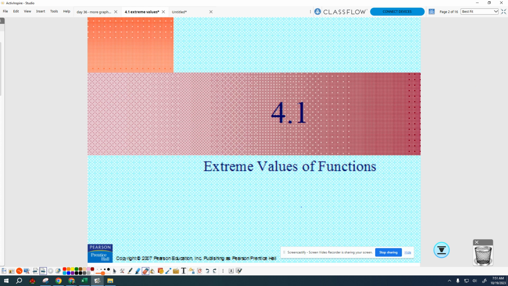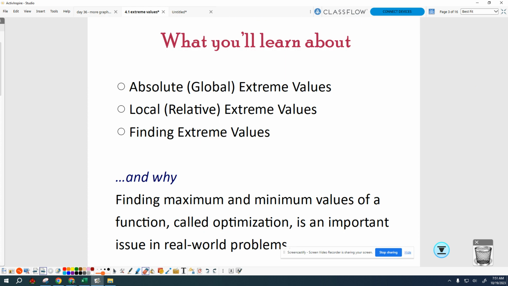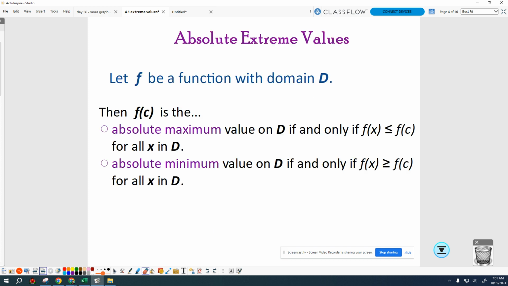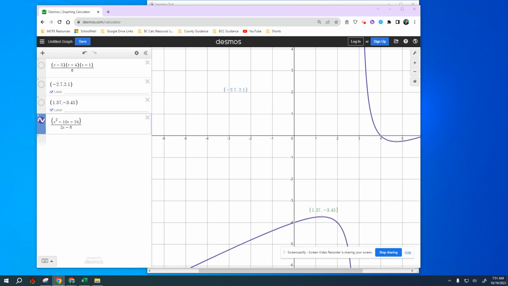Okay, so that's basically the whole lesson of today. We're going to identify what is an absolute and a local extreme value and when they're guaranteed to happen. I don't know that you need to write this down. Look at the words. This is math speak defining what maximum and defining what minimum is.